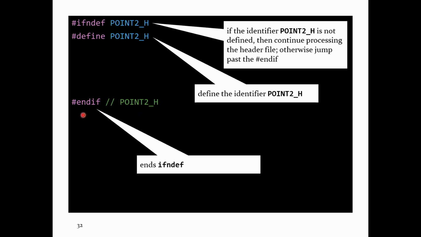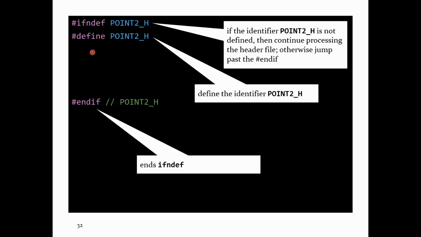So that's what the first line means. It's just an if statement. The next line says define point2_h. So if point2_h is not defined, on the next line you define it. Now the preprocessor knows there's something called point2_h, and the rest of your header file goes in between the define and the endif.